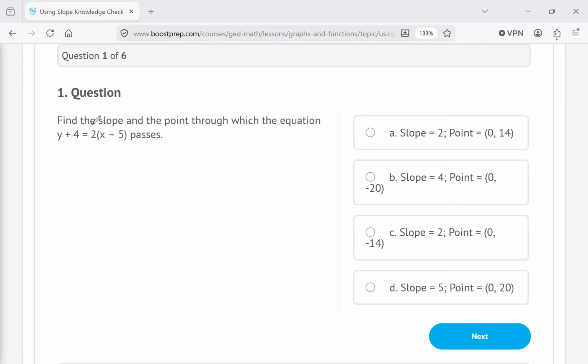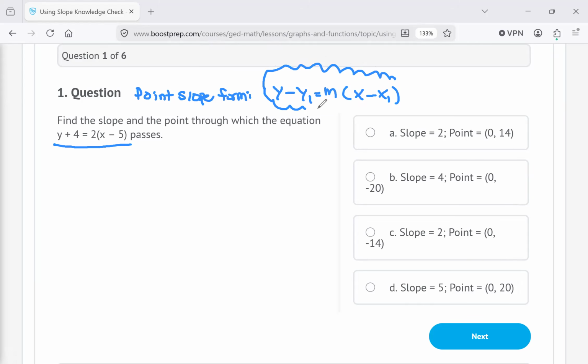There are two ways you could do this. If you analyze this very carefully, do you know what form that is? That is in point slope form, right? If you look back to your notes, this is point slope form. And point slope form is basically this: y minus y1 equals m times x minus x1.